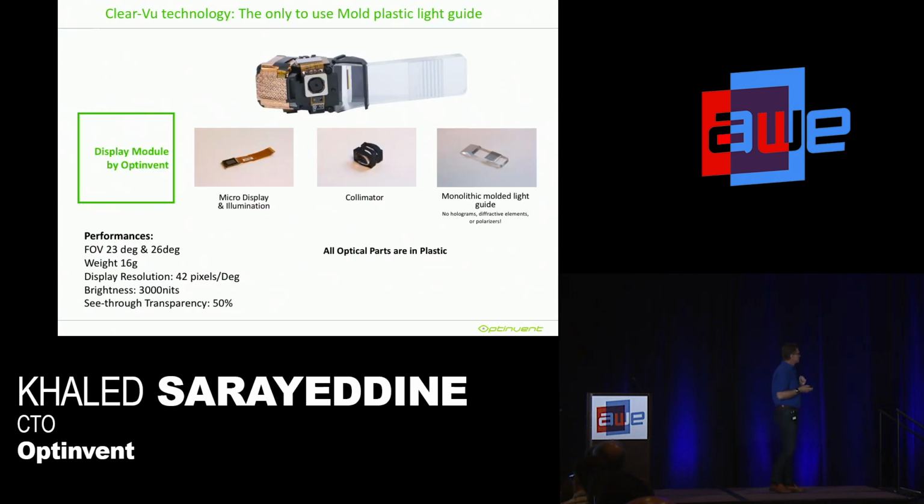Some words about the Optinvent technology. This is the only technology based on a molded plastic light guide. Actually, what you see in all these technologies, the light guide sometimes is made by assembly of several components. Here, what's good with this technology is that the light guide is molded, and you get it in one piece, and you could produce a lot for low cost. Even the collimator, everything is in plastic. It has good performance also. And the transparency, you could adjust it because it's a simple coating, a silver coating.